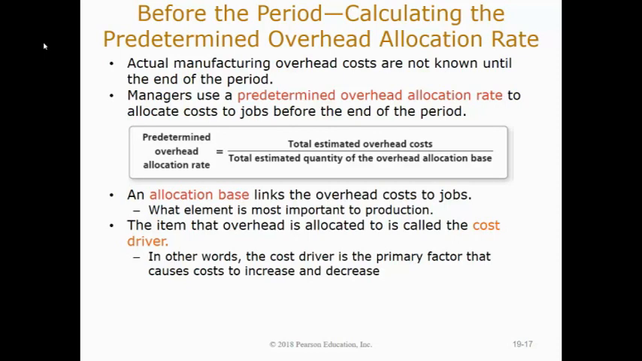And to spread it out, what they do is they take their best guess at what total overhead costs are going to be at the beginning of the period. They determine that driver, and they need to figure out how much of that cost driver they're going to use during the period. And then you divide your total estimated overhead cost by the total estimated quantity of the overhead allocation base, or your cost driver, to come up with your predetermined overhead allocation rate.